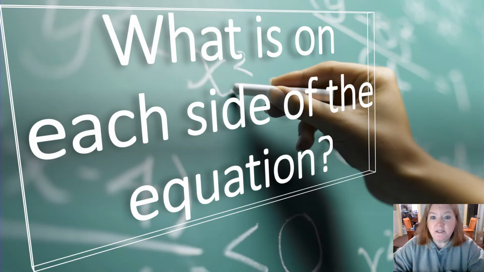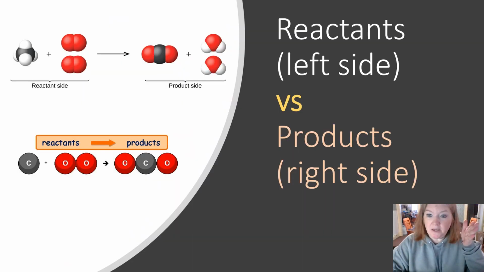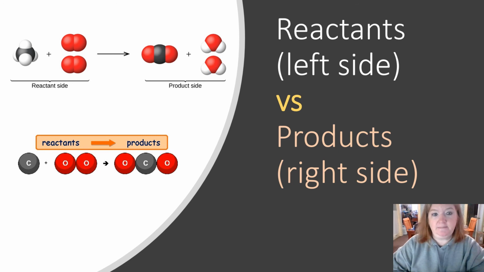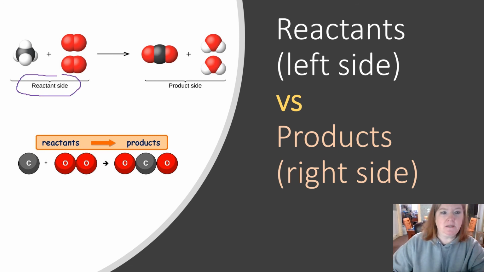What is on each side of the equation? Well, on the left side we have reactants, on the right side we have products, okay? Left side reactants, right side products. Reactants, arrow.